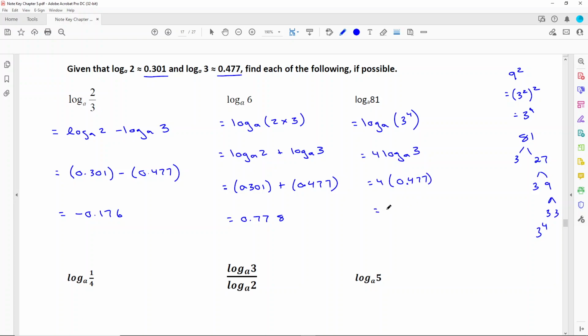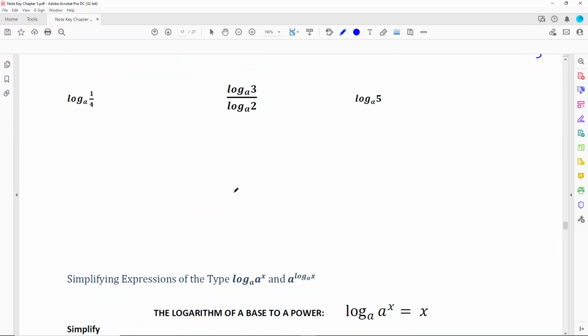And then 4 times decimal 0.477 gives me 1.908. All right, let's go on to some trickier ones. Log to the base a of a quarter. How can I write this in terms of log to the base a of 2 and log to the base a of 3?